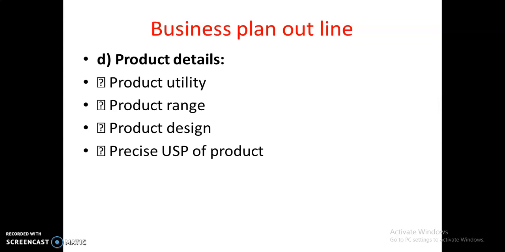Then what do you mean by product design? It describes the process of creating products that solve the user's problems and specific needs in a given market. Next you have the precise USP of the product. Now what do you mean by USP of the product? USP means unique selling proposition. So it refers to the unique benefit exhibited by a company, service, product or brand that enables it to stand out from the competitors. It should highlight the benefits that are meaningful to the consumers.